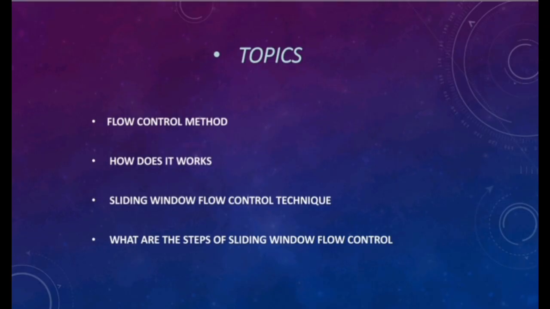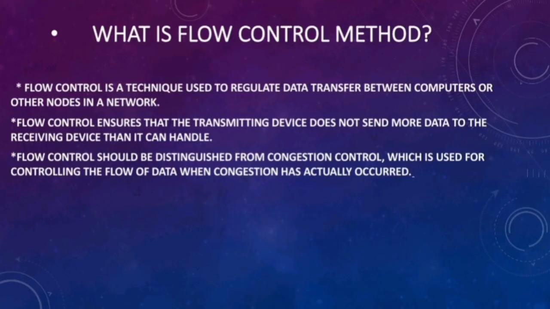What is flow control method? Flow control method is a technique used to regulate data transfer between computers or other nodes in a network. It ensures that the transmitting device does not send more data to the receiving device than it can handle.